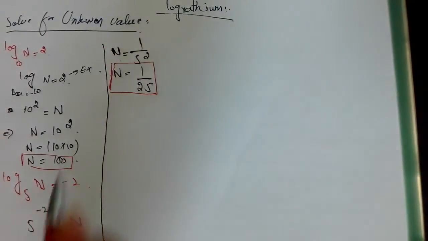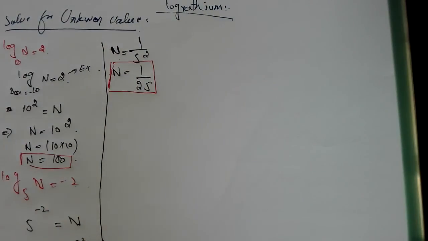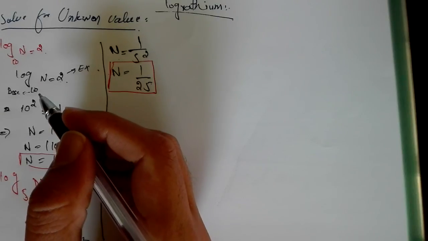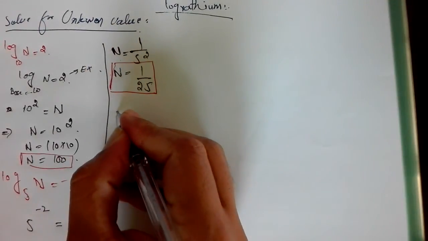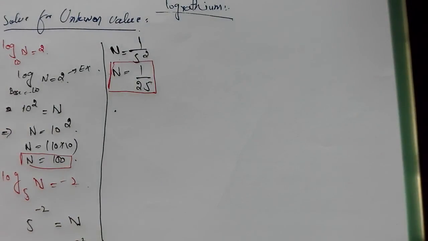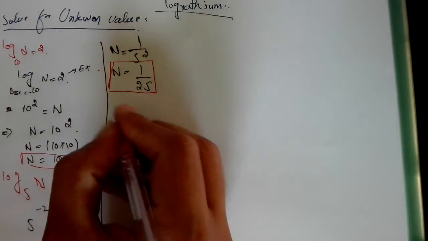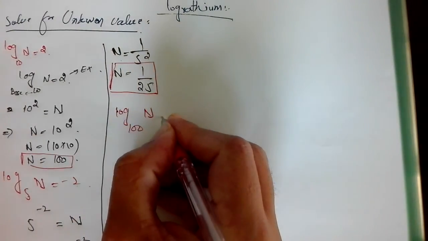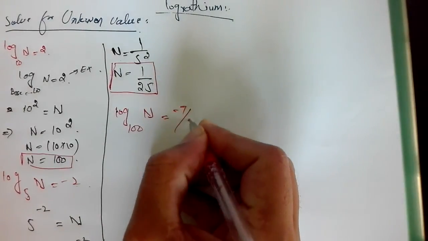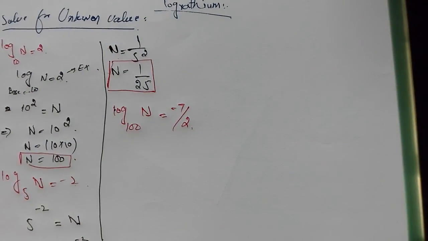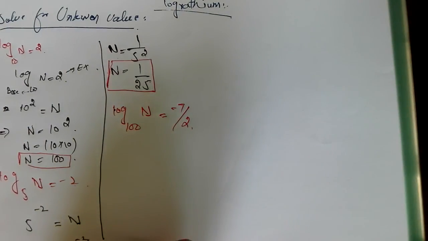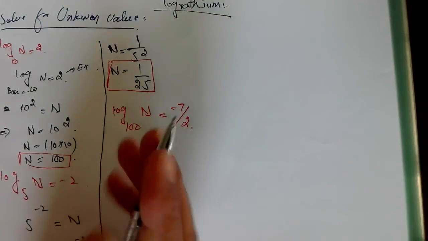Just follow the technique, you can solve the question yourself. I will solve some questions to make sure that you get the right point on how to solve them. Similarly, we have a question like log of base 100 n is equal to minus 7 by 2. This question looks a bit complicated, so I want to solve this question for you so that you can get the technique.